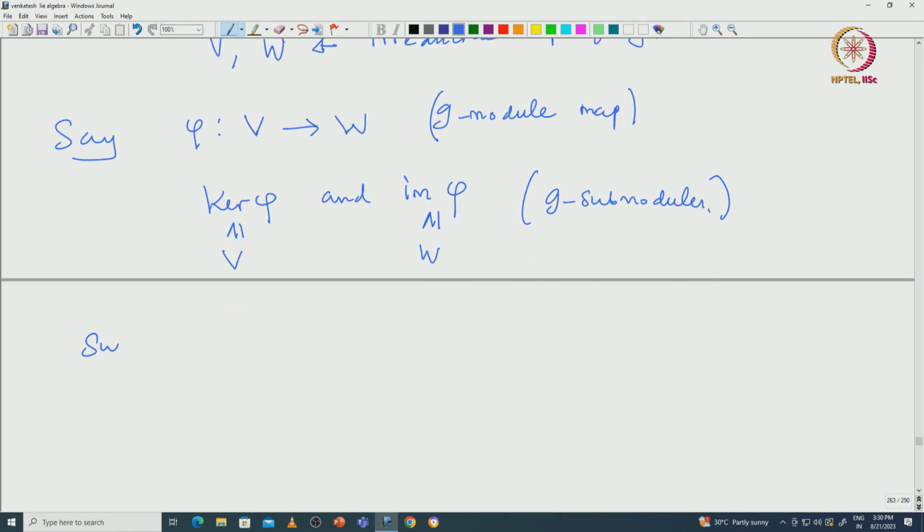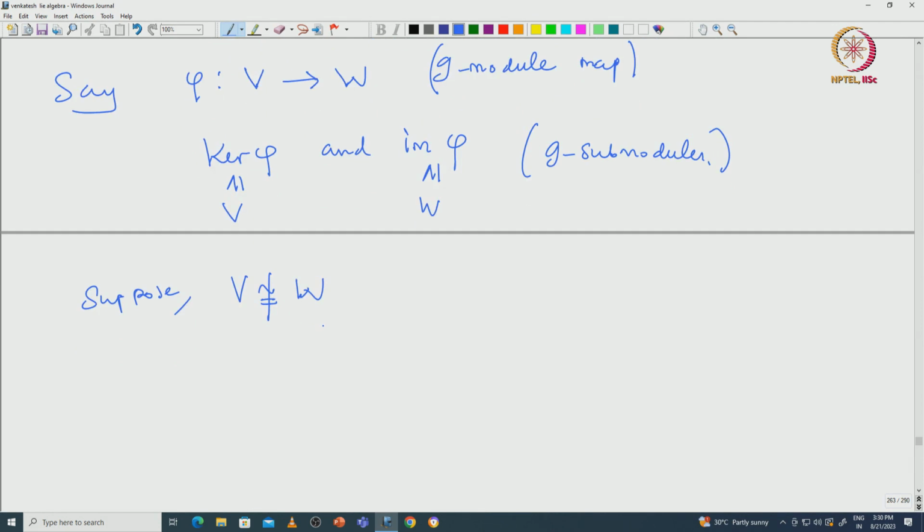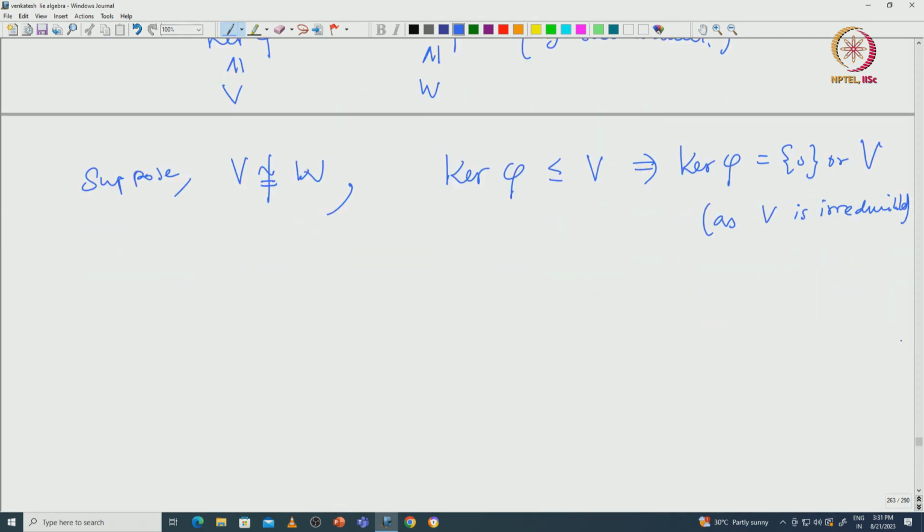Suppose we know that V is not isomorphic to W. So what will happen? Let's see, kernel phi being a submodule of V, what are all the options for kernel phi? The kernel phi either has to be 0 or full, as V is irreducible. Now if you take the image phi, which is a module inside W, that will imply image phi is again either 0 or full, again as W is irreducible.